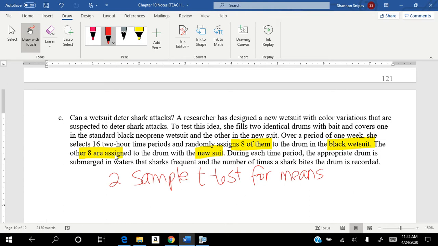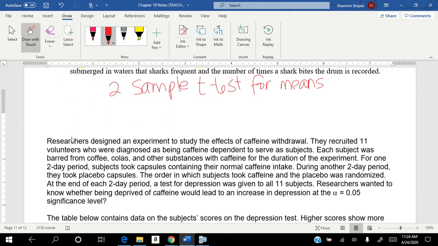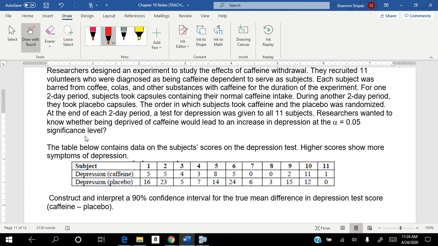So the next 2 problems we're going to do, we're actually going to work 2 problems, as you might see on your exam, and talk about the subtle differences between paired data and 2-sample t procedures.